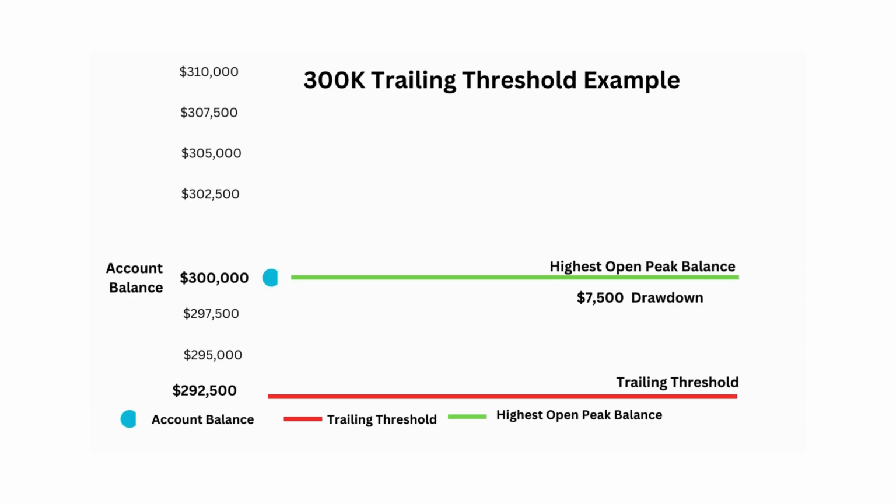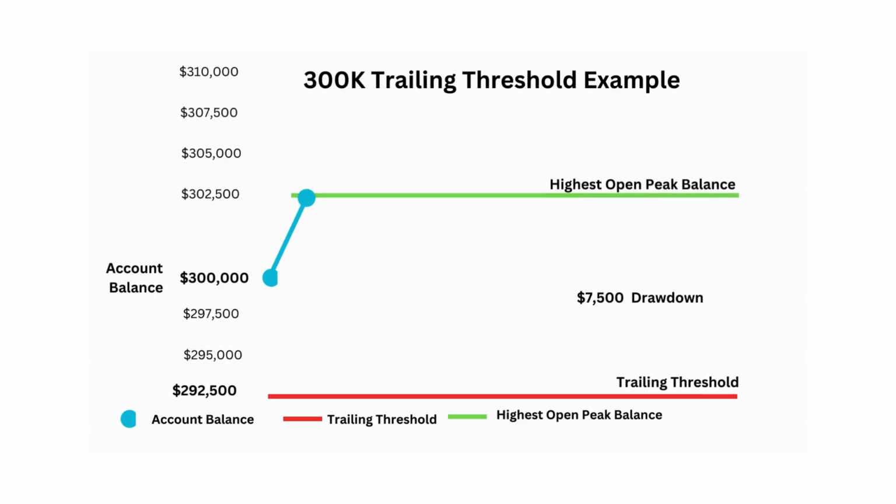Although I'll be using a 300K account for this trailing threshold example, this concept can be applied with any of the other account sizes. Just the dollar amounts would vary accordingly. Now, let's see how this all works when we run through a few trading examples. Suppose our first trade reaches a peak balance of $302,500, but we close the trade out at $301,000. The trailing threshold, which again mirrors the movement of the open peak balance, will follow the same dollar increase as the open peak balance, which was $2,500.